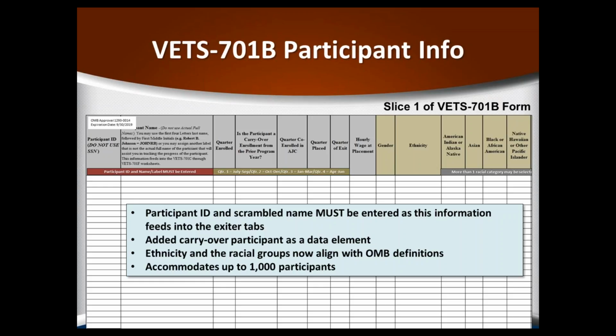We also added in carryover participant as a data element. You'll see that on here. You just click that and it'll indicate it to us. There's ethnicity and racial groups, which you'll see over to the far right of the screen, where they're reported separately now. Each of these, with the exception of just a few, are drop-down response categories. They're fixed responses. The only exception might be something like the hourly wage at placement, where you key in an actual dollar value. The others, you're just selecting from the list in the drop-down box. And as mentioned before, it will accommodate up to 1,000 participant data entries here.